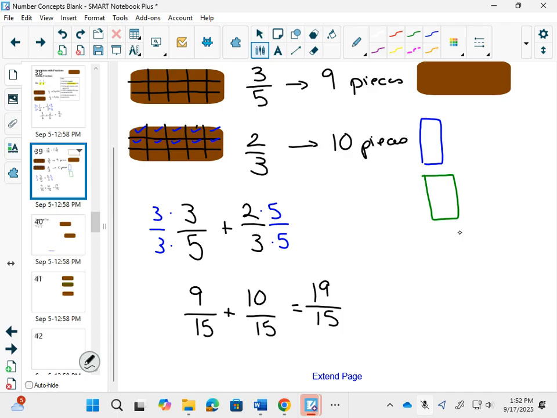And we get 19 over 15, which, from what we learned yesterday, you could write this also as 1 4/15. Both of those are nice numbers. It tells me I've got a whole chocolate bar left. Life is going to be good for a while. And an extra 4 pieces.